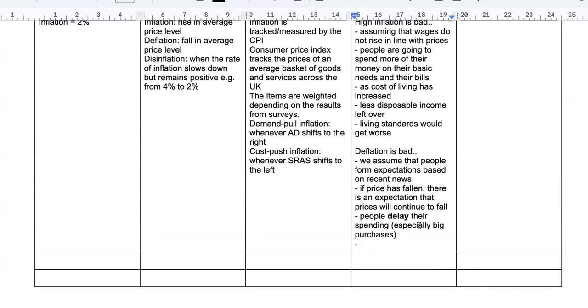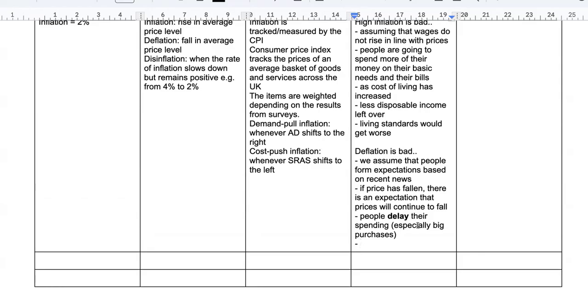Okay. So people delay their spending. And if you forget, the word delay starts with DE and the word deflation starts with DE as well, so that can help you remember. People delay their spending. And why is this bad if people delay their spending?